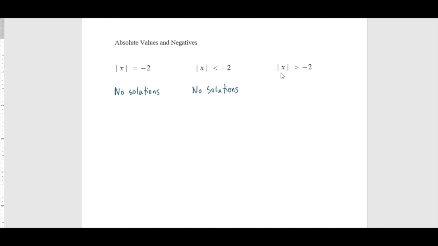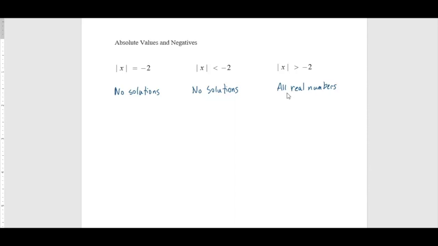Now let's consider the case absolute value greater than a negative number. The absolute value is either positive or it can equal 0 if you have a 0 on the inside. In either case, a positive number or 0 will always be greater than a negative number. So any number inside this absolute value will make this a true statement. And that means that all values of x are solutions. So we say the solutions are all real numbers.